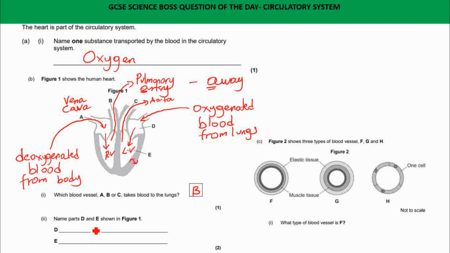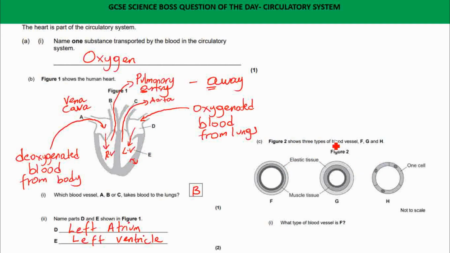So it says name parts D and E. D is definitely your left atrium. Left, even though it's on the right side, remember that the diagram is flipped around. And that's going to be your left ventricle. Now remember that both processes are happening at the same time. It's taking blood here while blood is being received from the lungs and so forth. So all of that is happening at the same time.